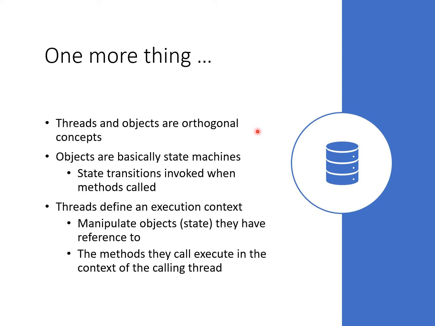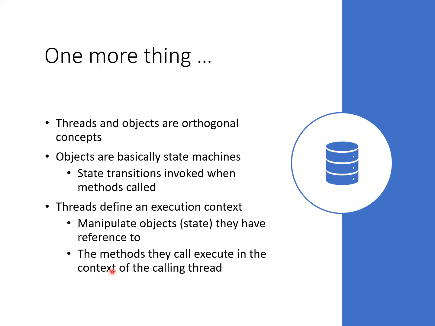One more thing. Threads and objects are what are known as orthogonal concepts. If you think back to your object-oriented design courses and training, objects are basically state machines. They have data, they have methods, and the methods interact with the data to give you some state transitions that can be invoked on that particular object. Threads are an execution context. Threads define a sequence of statements that are executed, and they manipulate the states of objects that they have references to.